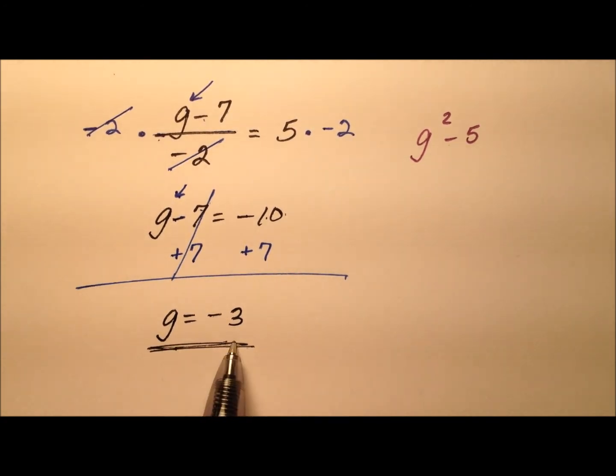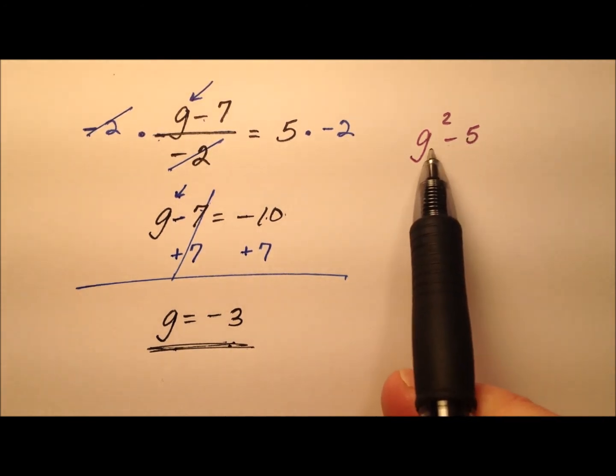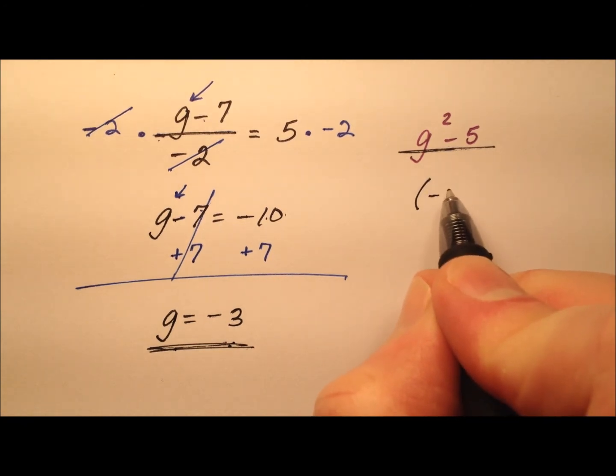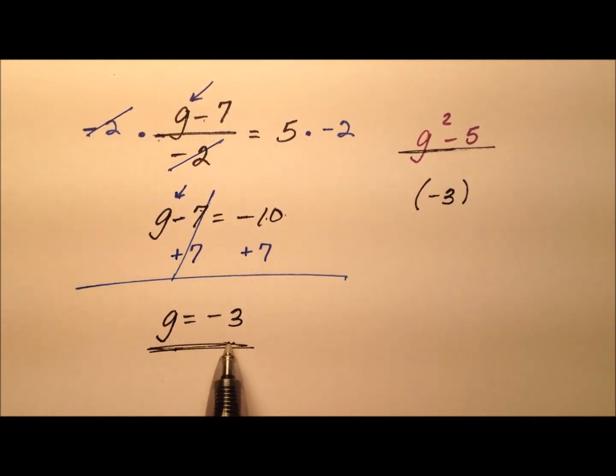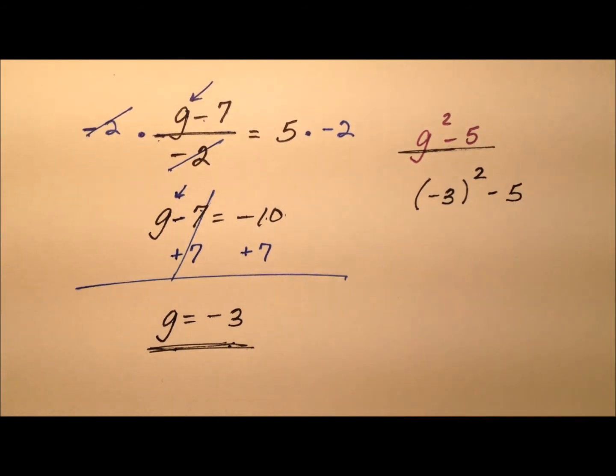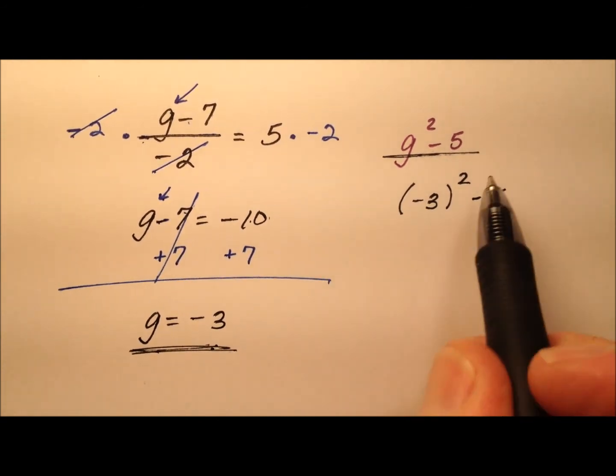But remember, we're not done. We need to now use this variable value to evaluate this expression. So we have g squared minus 5. Okay, well, if g is negative 3, let's go ahead and plug that in with parentheses. So negative 3, that quantity, that number is going to be squared, and then from that I'll subtract 5.